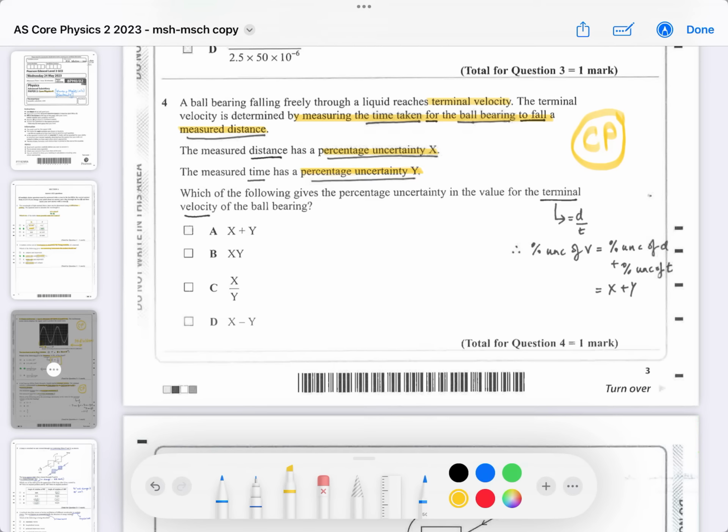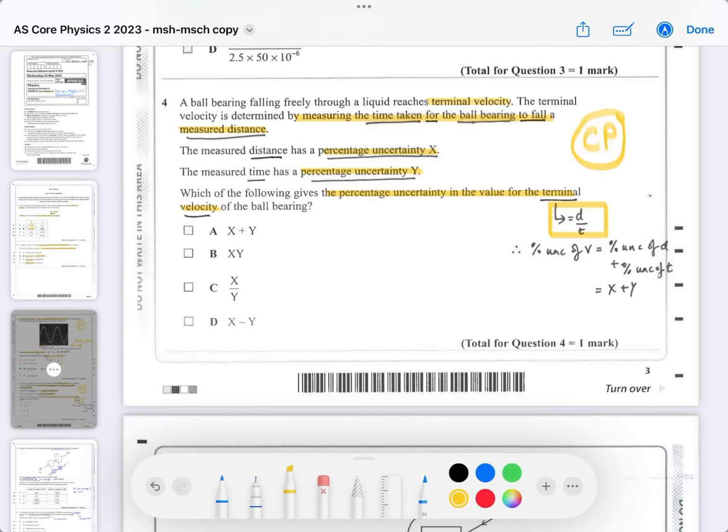Okay? So whenever you do core practicals, you've got to consider how uncertain each reading you take is. And it depends on the resolution of your instruments and the difficulty in making those measurements. Now, they want you to find which of the following expressions gives the percentage uncertainty in the value for terminal velocity itself. Because remember, terminal velocity is calculated by distance over time.